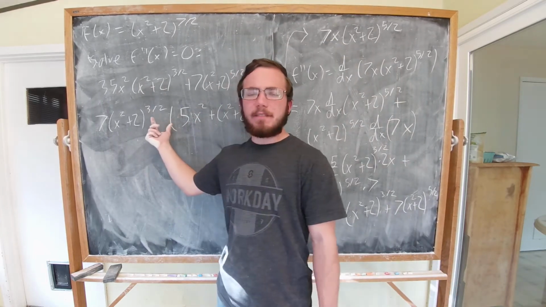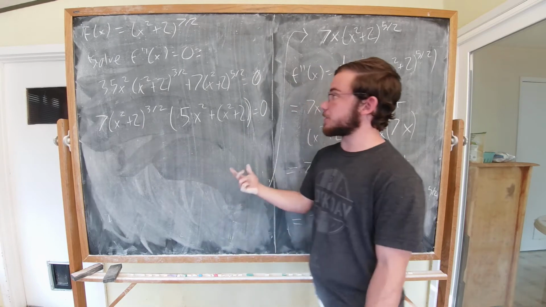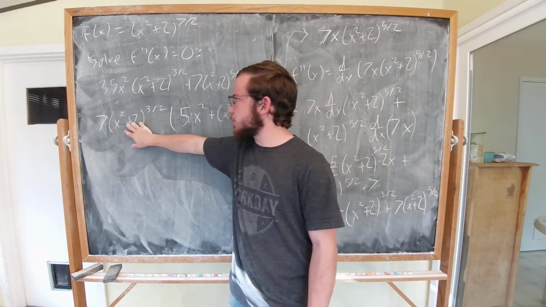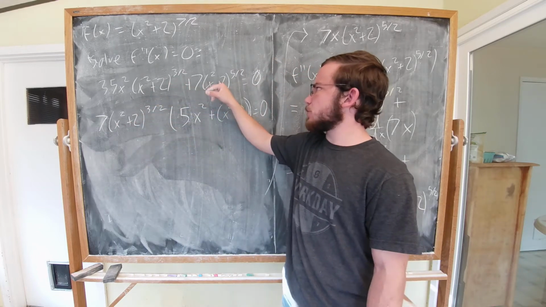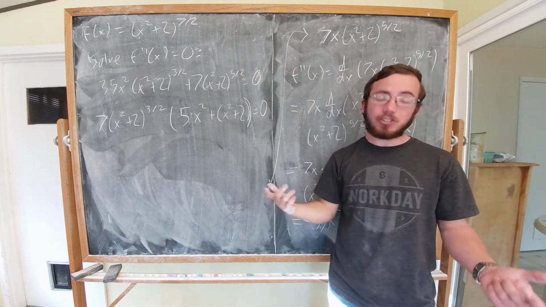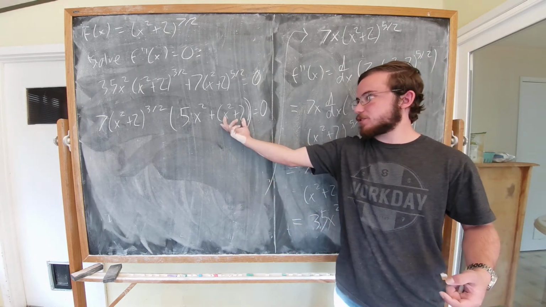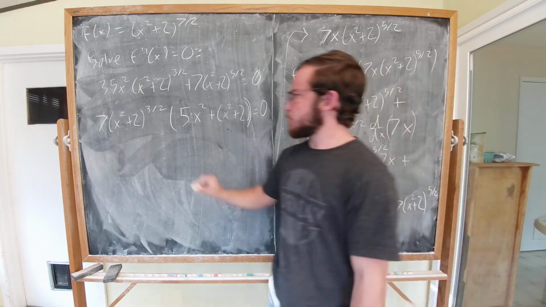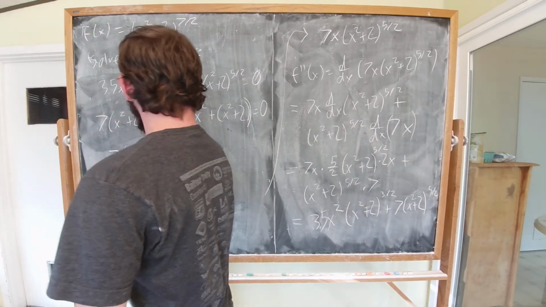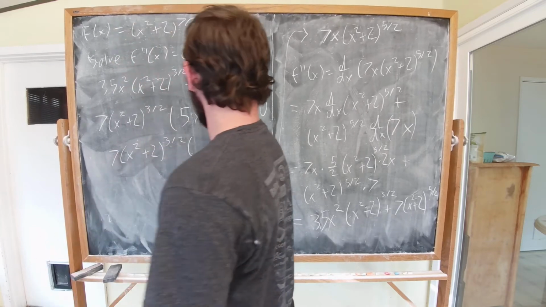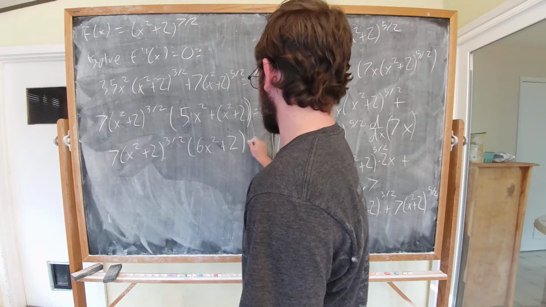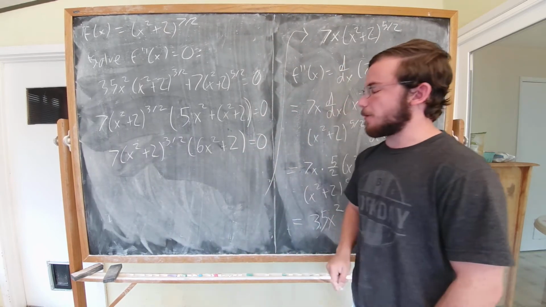That first factorization should be fairly obvious. This one here, okay, the 7, good. If we factor out (x squared plus 2) to the 3/2, we're left with (x squared plus 2) to the 5/2 minus 3/2, which is 2 over 2, aka just 1. So plain x squared plus 2. So in other words, we need to solve 7 times (x squared plus 2) to the 3/2 times (6x squared plus 2) is equal to 0.